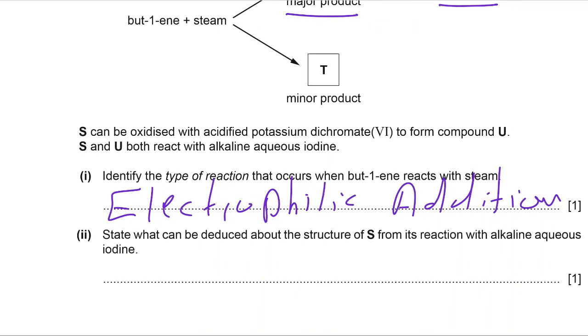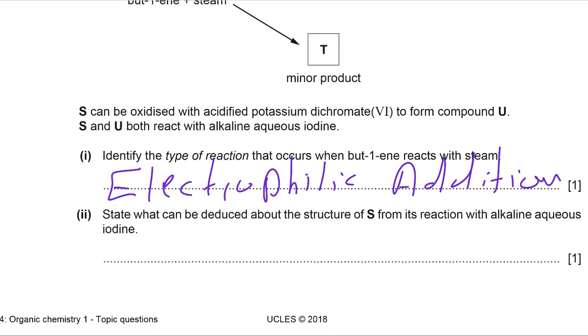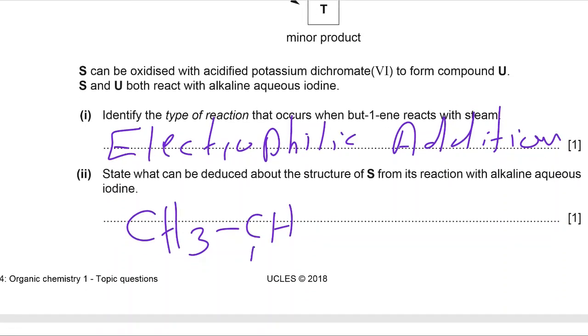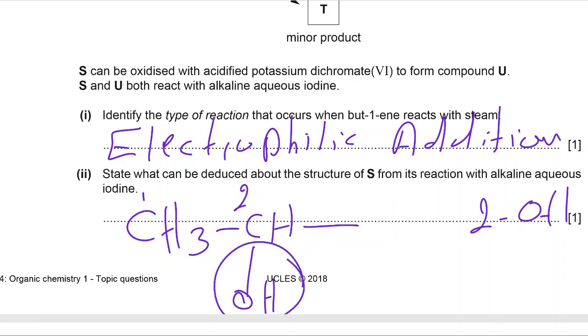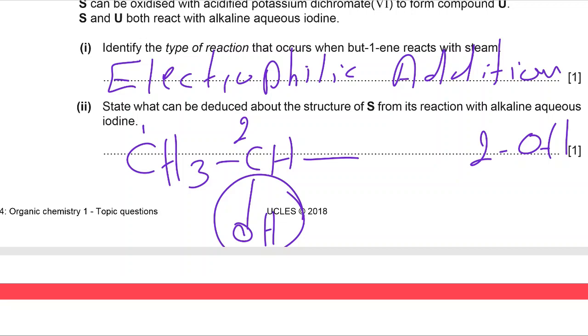Then state what can be deduced about the structure of S from its reaction with alkaline aqueous iodine. That means S, because it's formed, should contain CH3CHO. That means here OH. This alcohol, which I always write as 2-OH. Why is it 2-OH? This is carbon number 1 and this is carbon 2. So this carbon 2 should hold OH, because this type of alcohol also gives a positive result with iodine alkaline solution.